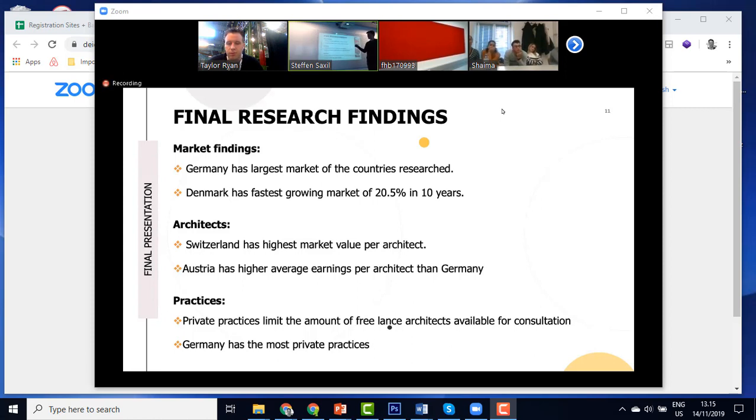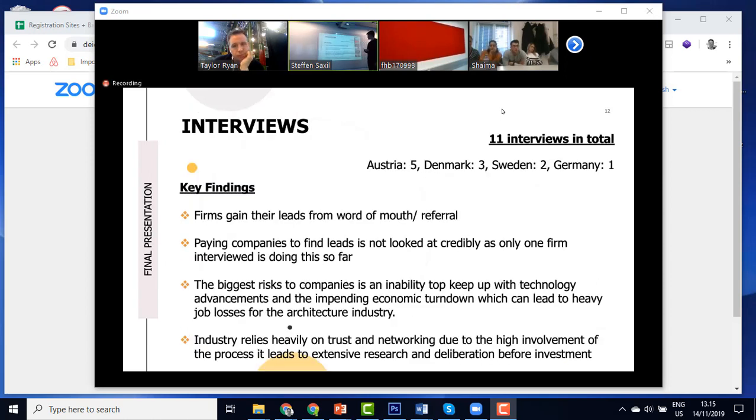And in practices, Germany does have the most amount of private practices and public practices as well. But on that fact, private practices do limit the amount of freelance architects available for consultation. So that also needs to be taken into account and factored, and that's what we found out with our research. So that's about all for that. So moving on to interviews.